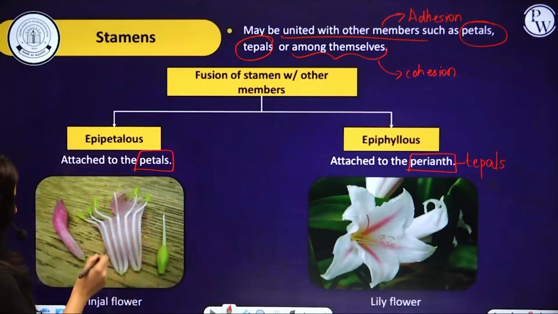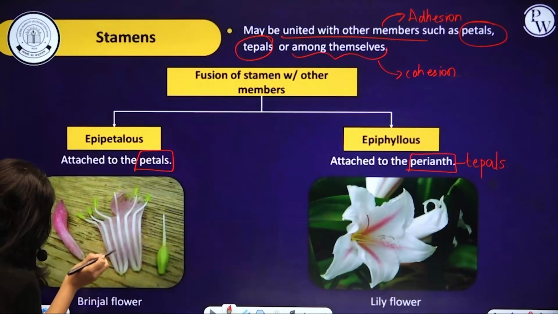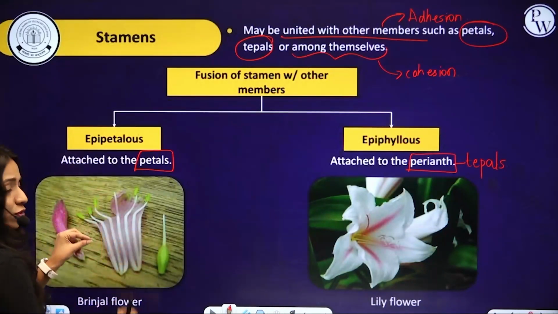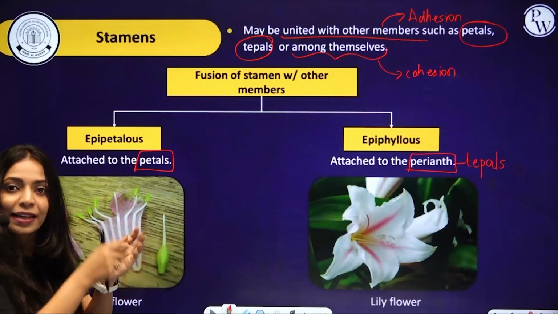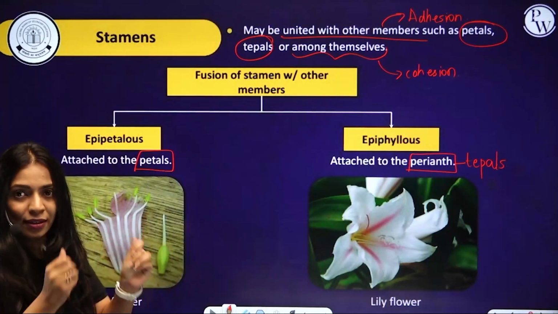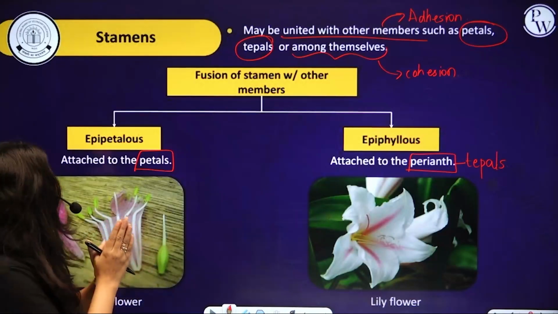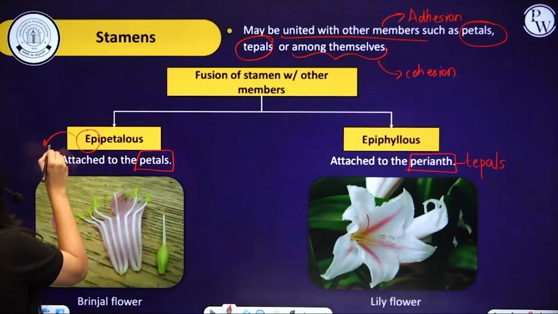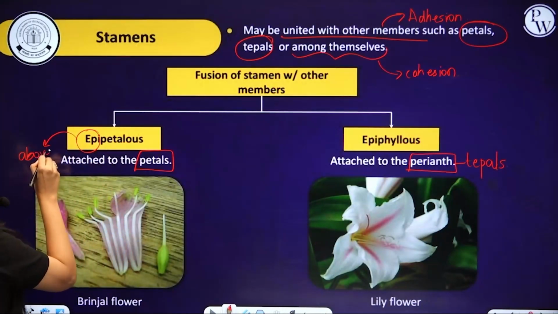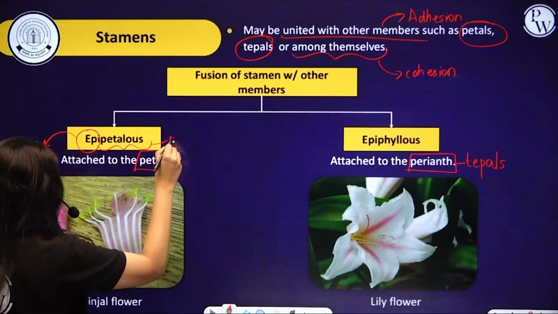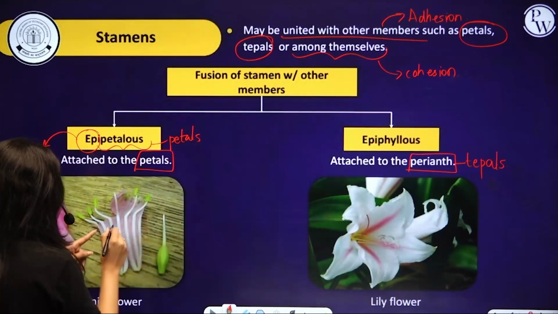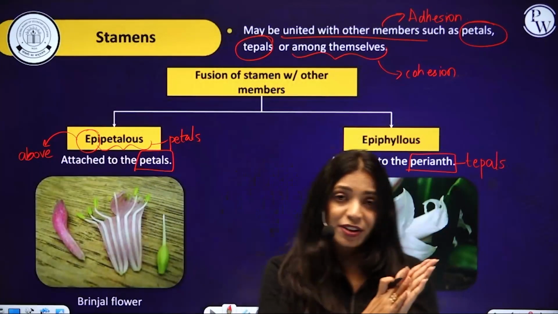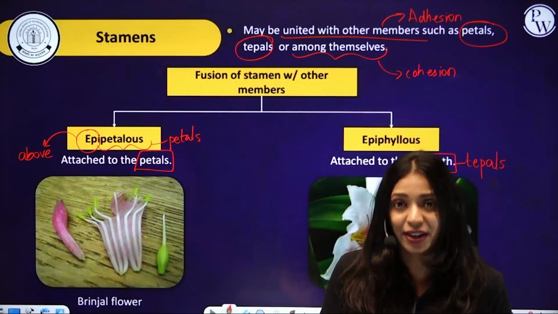If the stamen, as you can see in this illustration, is completely fused with the petals, right? If you try to remove the stamens, a peel of the petals, a thin layer of the petals also will peel out. They are attached to each other. So, such a condition is said to be epipetalous. Again, I repeat, epi means above. Petalous obviously refers to petals. So, over here, the stamen is attached on top of or above the petals. Therefore, the condition is called epipetalous.